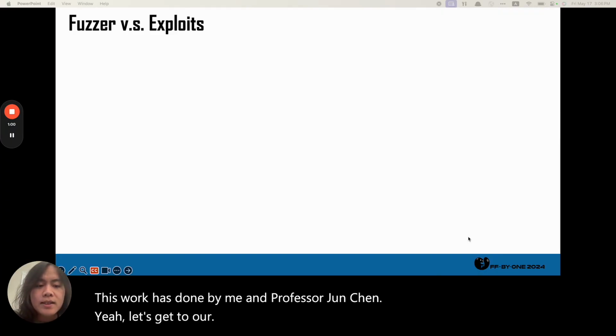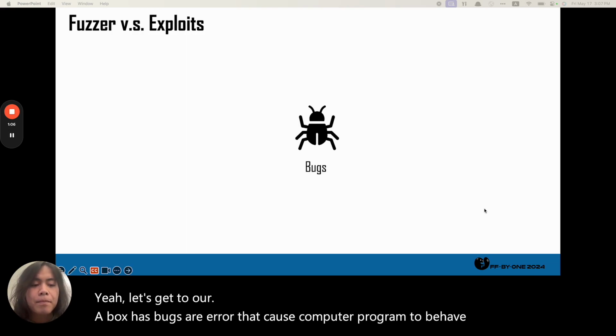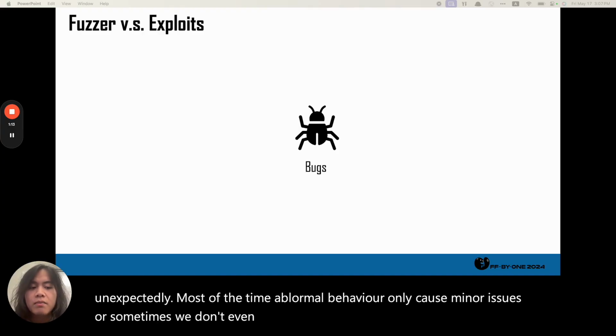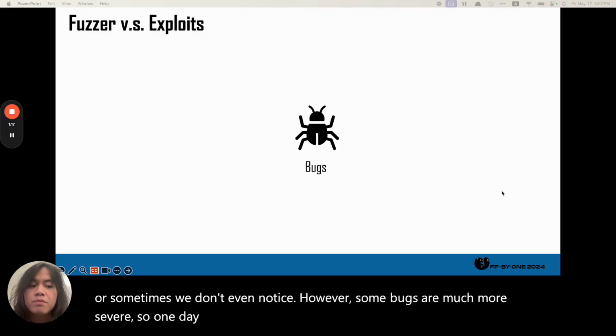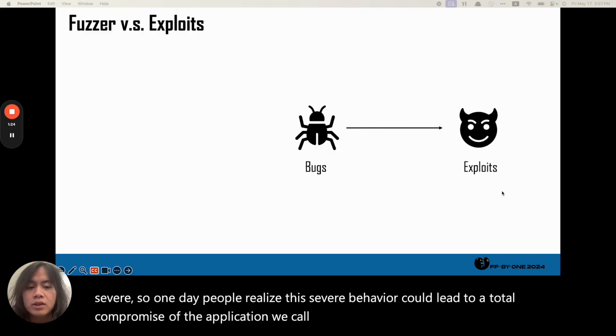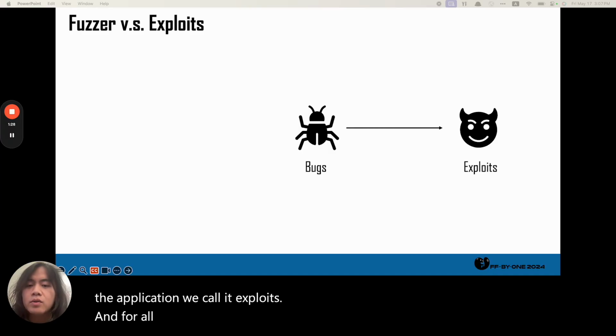Bugs are errors that cause a computer program to behave unexpectedly. Most of the time, the abnormal behavior only causes minor issues, or sometimes we don't even notice. However, some bugs are much more severe. One day, people realized this severe behavior could lead to a total compromise of the application. We call it an exploit. And all these bugs that can lead to exploits, we call exploitable bugs.